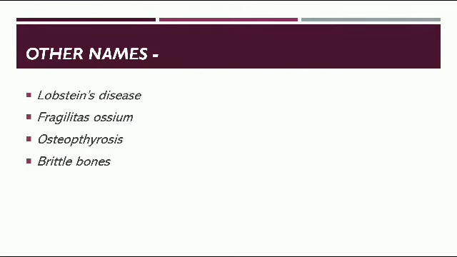Osteogenesis imperfecta is known by various other names, and those are Lobstein's disease, fragilitas osseum, osteoporosis, and brittle bones.